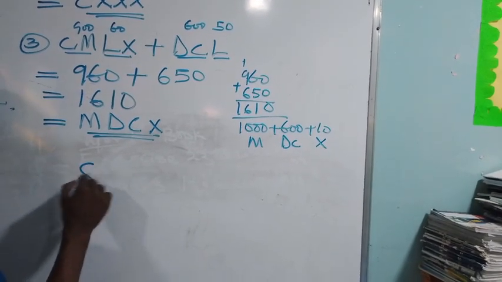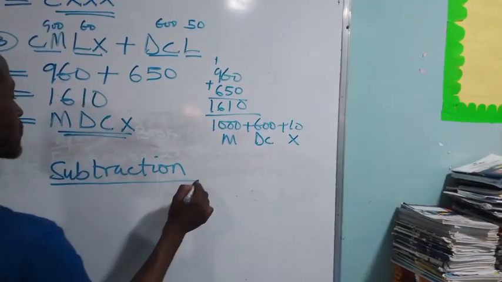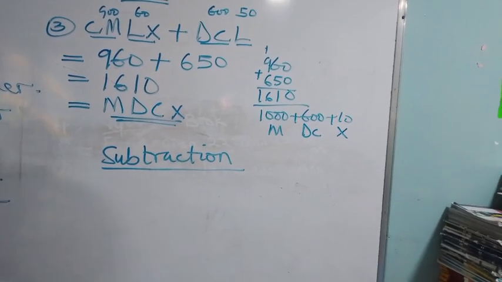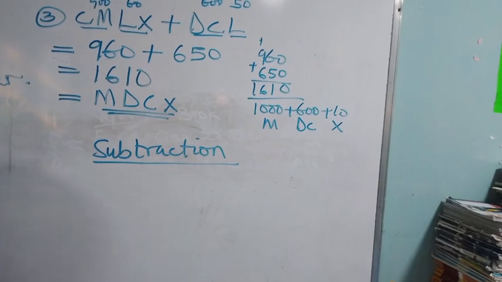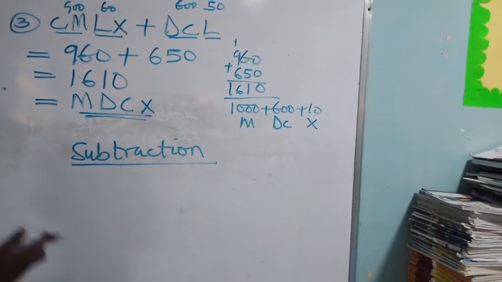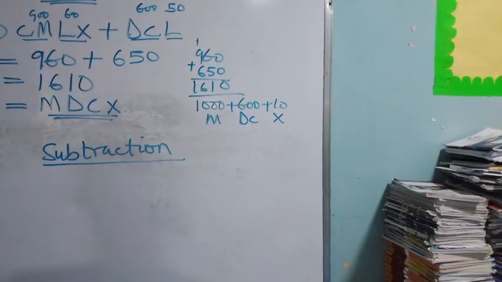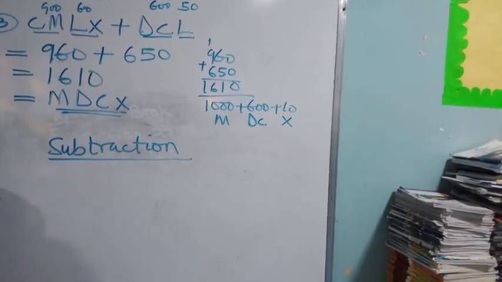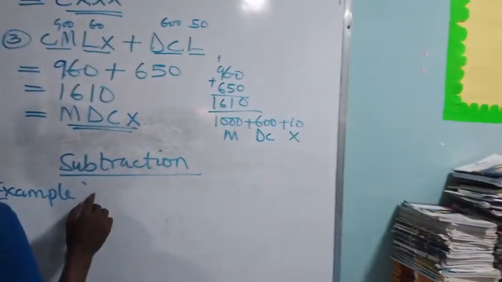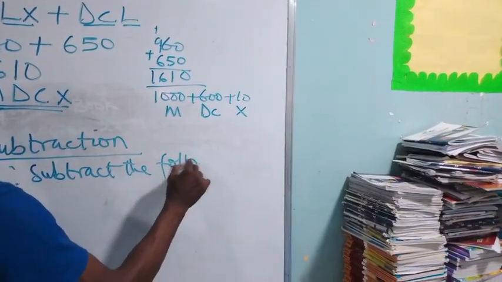This is the addition. Now let's look at the subtraction. You use the same principle, but where we have addition, we will subtract. So we will convert the Roman numeral to figures, then we will subtract where it is necessary. Now let's look at this sample. Subtract the following.